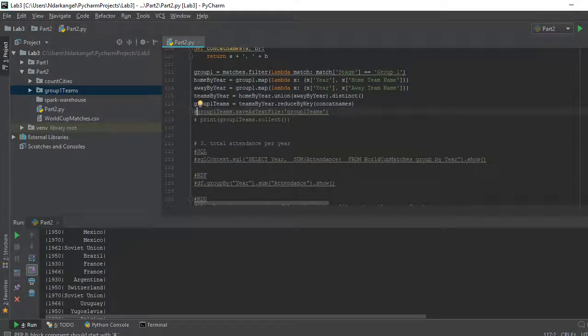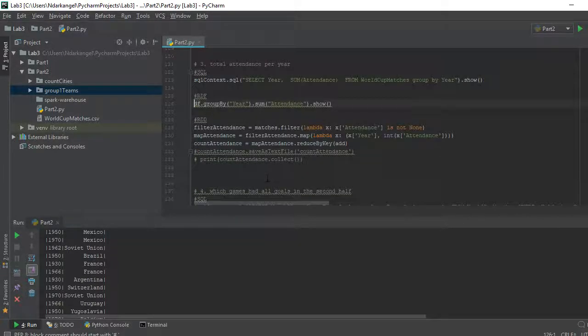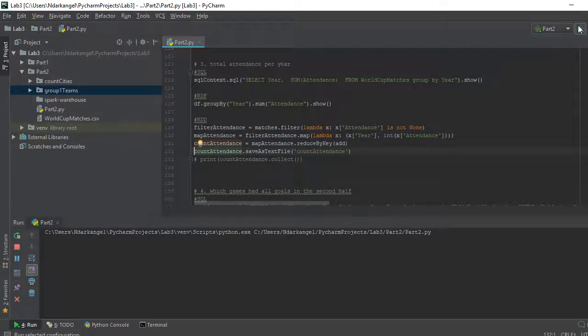Now we're going to go to total attendance per year. So this calculates how many people actually attended each year. So let's open that, then we go open.